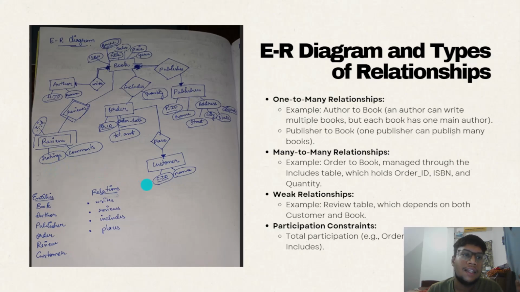And then finally, the customer. The customer table has customer ID and then the customer's name, which are the only things that will matter to us while managing the online bookstore. Okay, now moving on to the relationships.